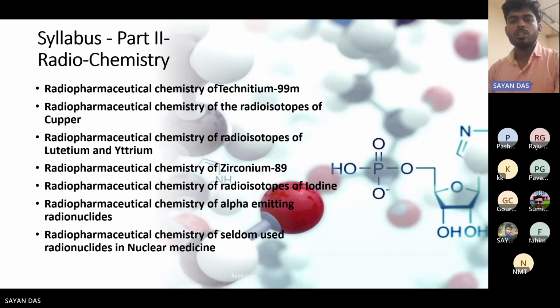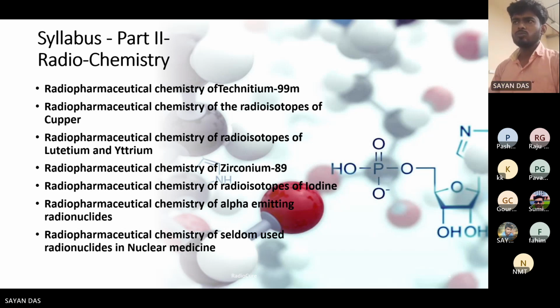Then we will come to zirconium-89, which is also not so widely used, but okay, we'll study it. And then, of course, the radioisotopes of iodine: iodine-123, 131, 125. They have specific applications in nuclear medicine. So that will be a very interesting topic.